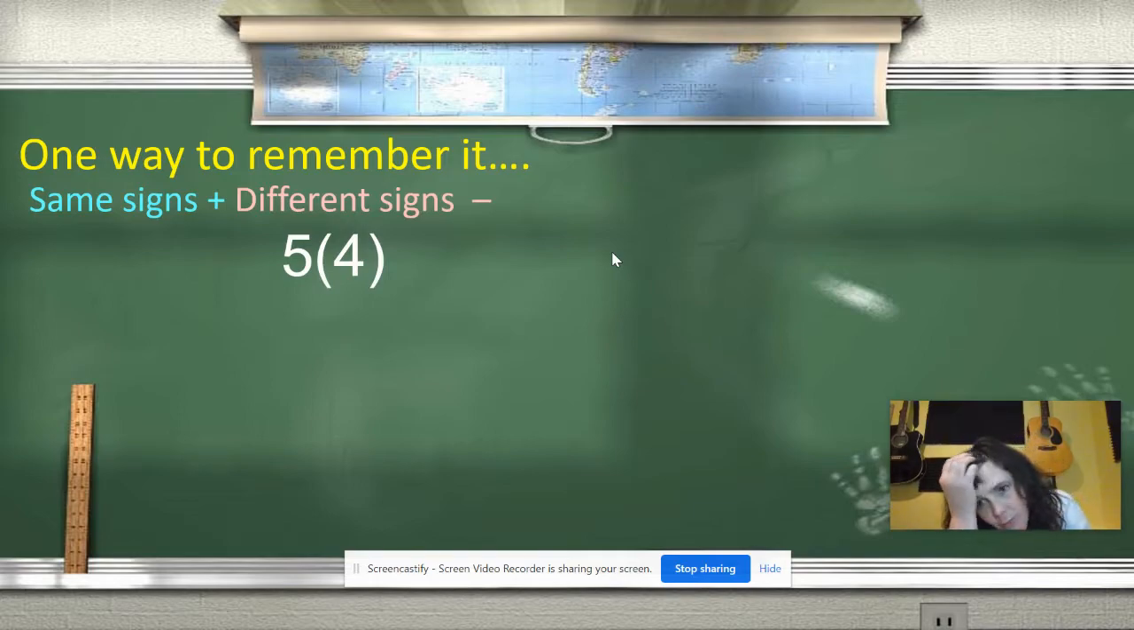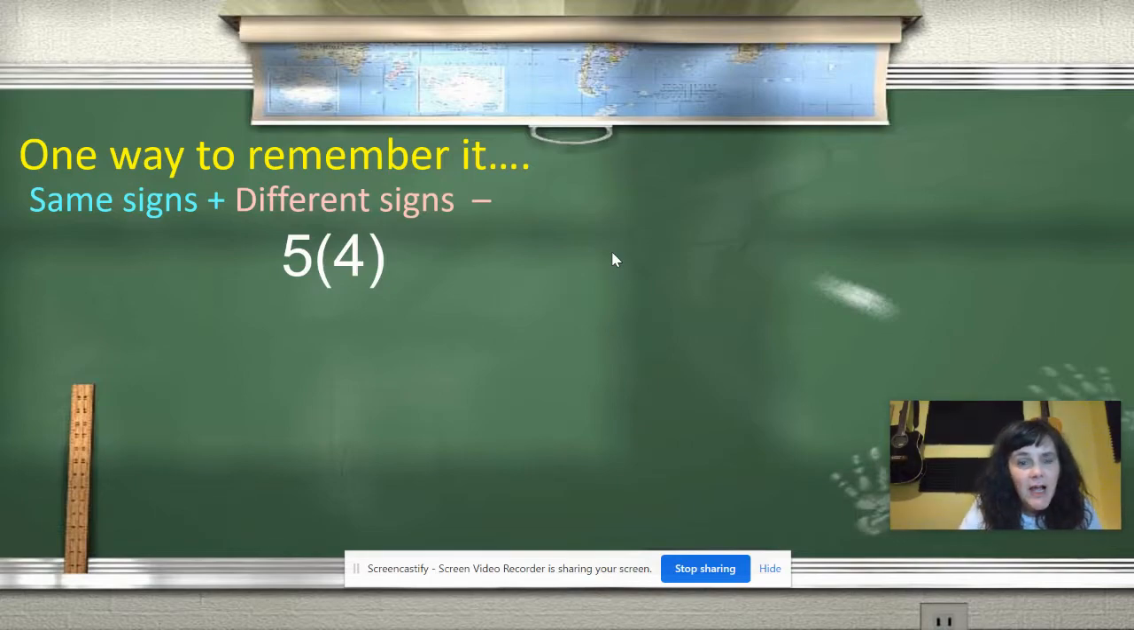So one way to remember it is this. When I am multiplying or dividing, if I have two numbers that are the same sign, the answer is positive. It's really that simple. If they're the same sign, whether they're both positive, or they're both negative, the answer will be positive because they have the same signs. So let's look at a couple examples of that.